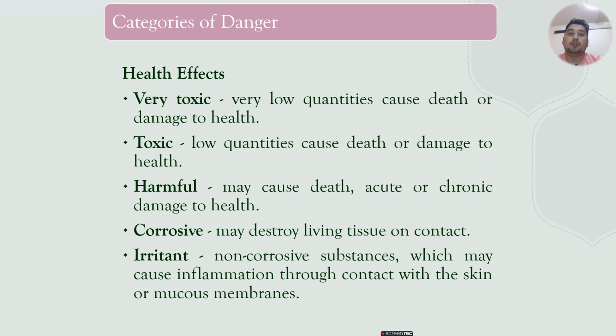Then we have the irritant, non-corrosive substances. It is non-corrosive, but it may cause inflammation through contact with the skin or mucous membranes. So whenever an irritant substance or chemical comes into contact with our body, it will not damage any living tissue, but it will give some irritation, inflammation. You will feel some burn on your body whenever it comes into contact with your skin or your mucous membranes.